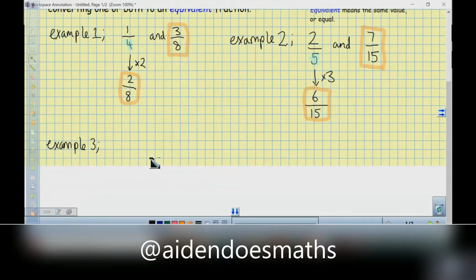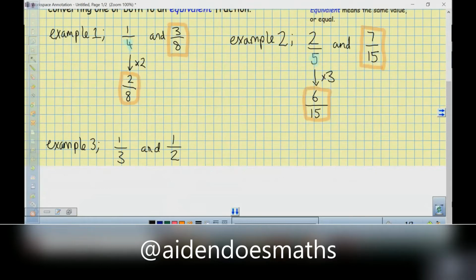So example 3. Got 1/3 and a half. Now, we said before, we need to find whether 2, the smaller denominator at the moment, goes into our larger denominator 3. Now, 2 does go into 3, but not a whole number of times.